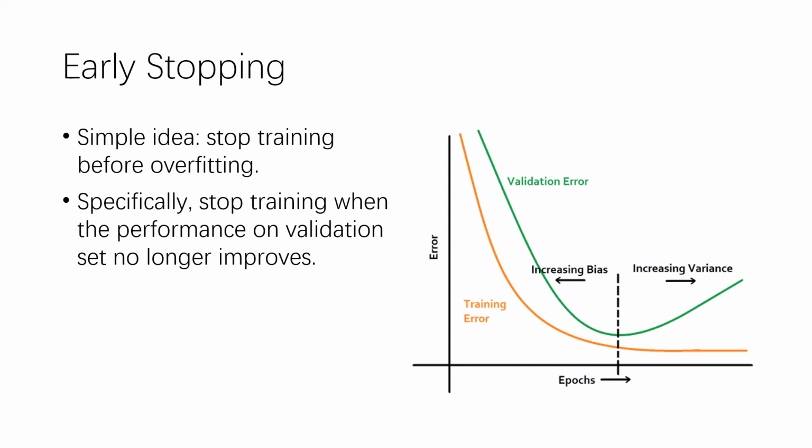Another simple trick to reduce overfitting is what we call early stopping. As the training goes on, the model reduces bias and increases variance on the training data, and loses its ability to generalize. What early stopping does is to simply stop the training procedure when the performance on the validation set no longer improves.